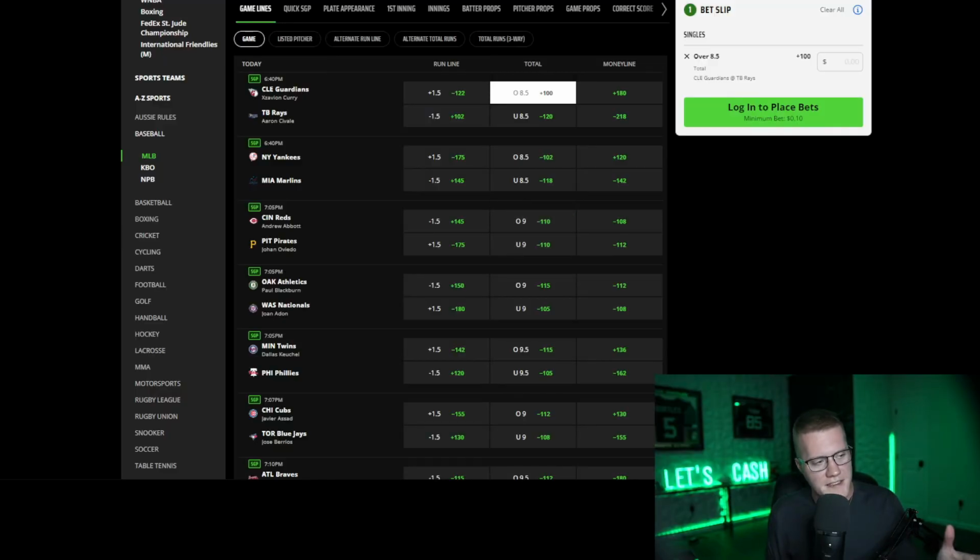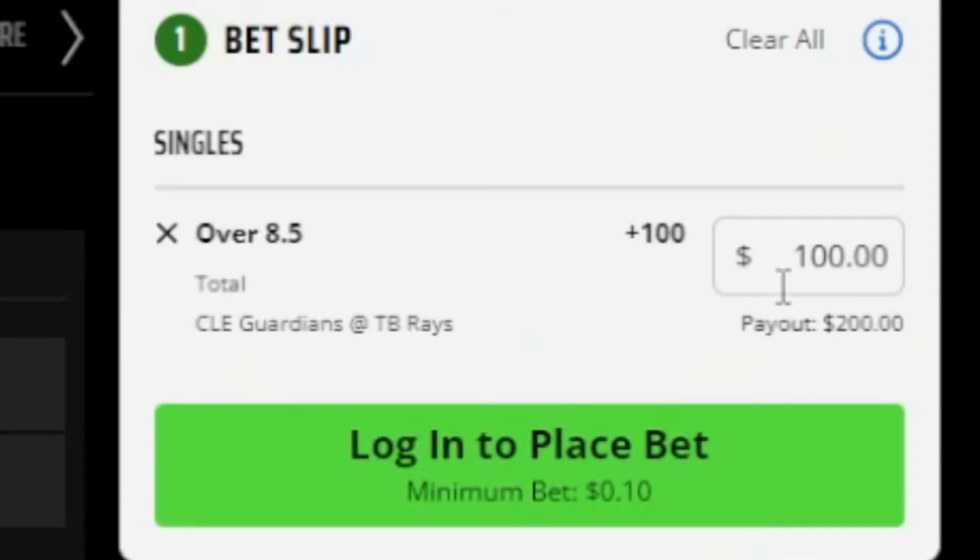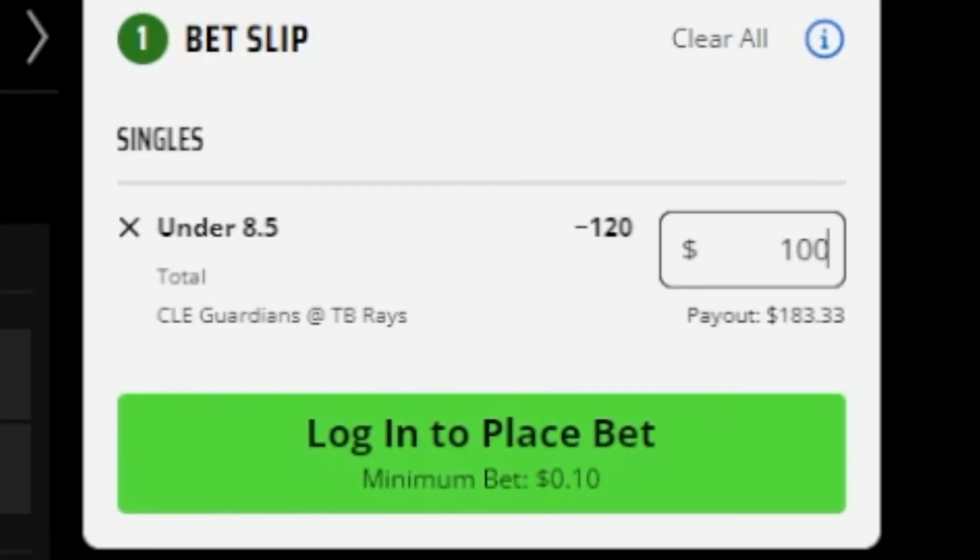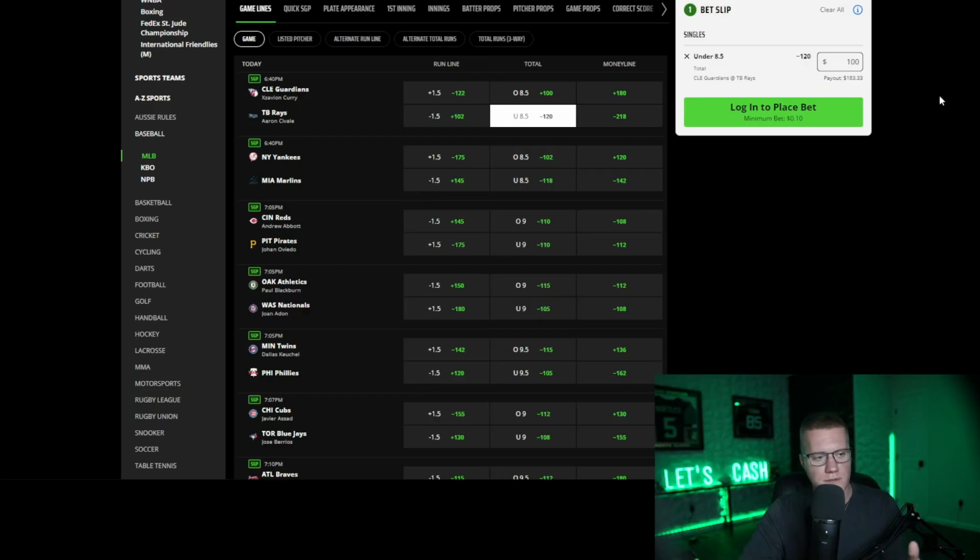And then of course next to the 8.5 lines, you'll see the implied probabilities that DraftKings Sportsbook is giving each side to win. And per this example, they're giving a plus 100 implied odds to hit the over of 8.5. So if I put in $100, I get $200 back. And if I put $100 on this bet on the under 8.5 at minus 120, I'd be getting back $183.33.